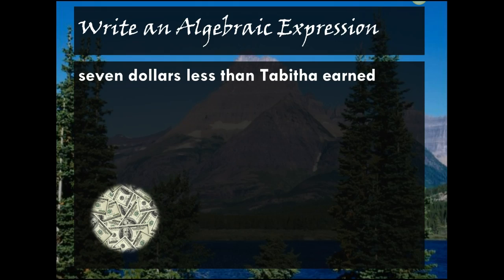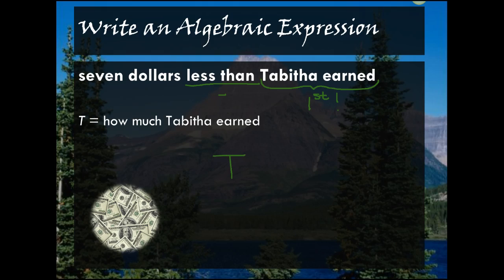In this problem, we have $7 less than Tabitha earned. The thing that we don't know is how much money Tabitha earned. So let's let T represent that. We have $7 less than Tabitha. This indicates subtraction. When writing subtraction, the order matters as well. If we have $7 minus Tabitha, we aren't going to get the right result. We have to start with Tabitha, so I'll write our capital T, and we have $7 less than that amount. So that would be T minus 7.